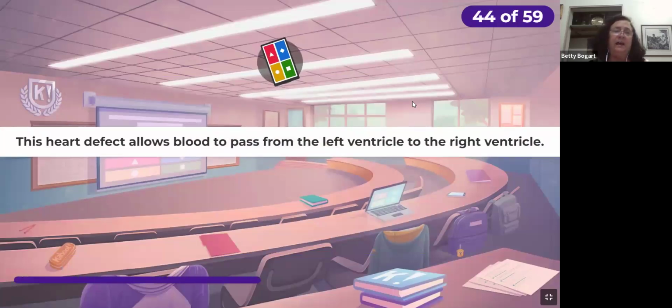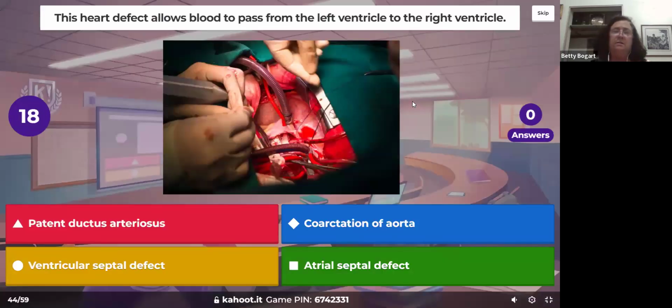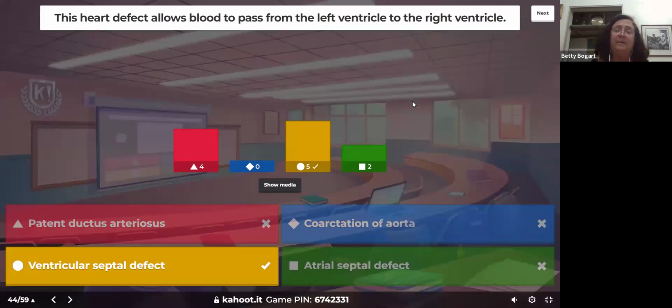This heart defect allows blood to pass from the left ventricle to the right ventricle. So if it was going from the left to the right ventricle, there's a hole there, and it's called a septal defect, as in ventricular septal defect, VSD. If it was in the atrium, it's an atrial septal defect. Okay?